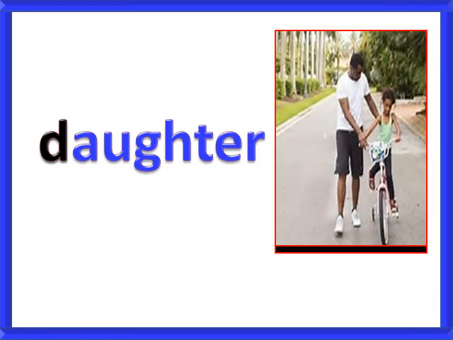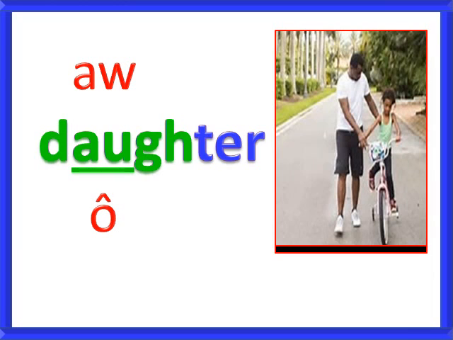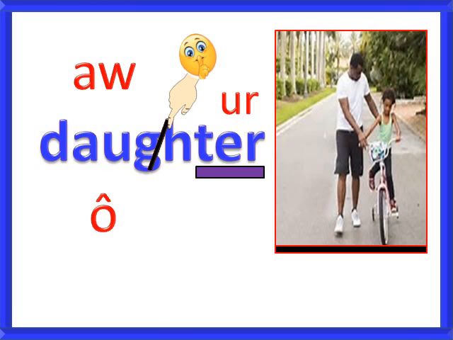Daughter. D, ah. Daughter. GH is silent. So that's the ah, da, and then ter. Now you remember when on the I did, er makes the ur sound. Ter, the ah, da, ter, and it's like the GH is not even there. It makes no sound. So it's not even there. But you got to remember that it is there. So if you have a spelling test and you leave that GH out, guess what? You're going to get it wrong.